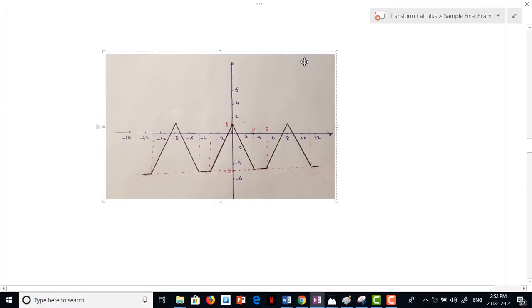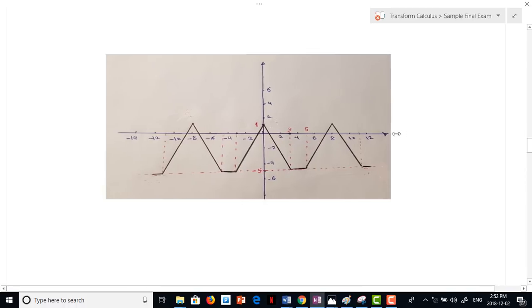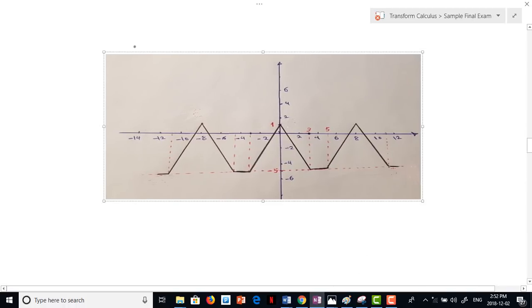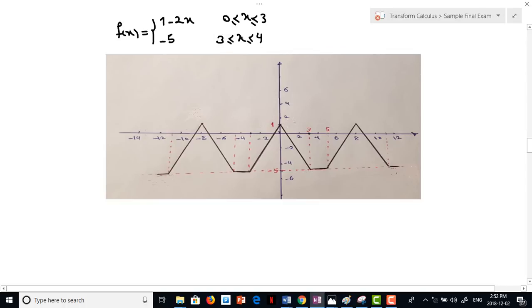It's the graph. I explain it here. So in fact, we had f(x) equal to 1 minus 2x when x is between 0 and 3, and it was minus 5 when x is between 3 and 4. So in order to plot the Fourier series, at first we have to plot our function in this given range.